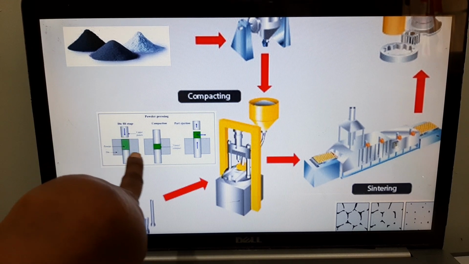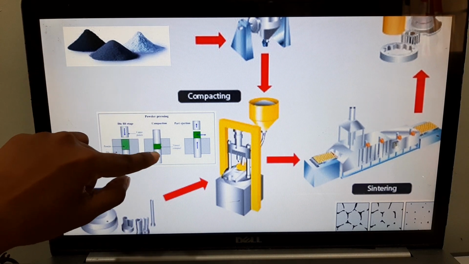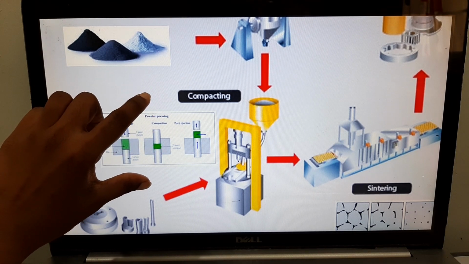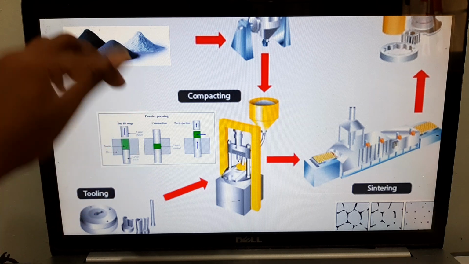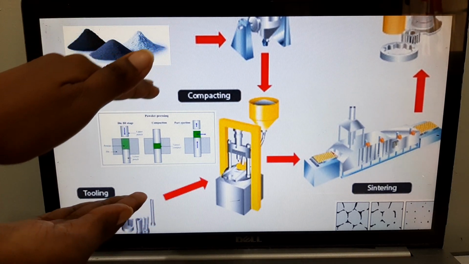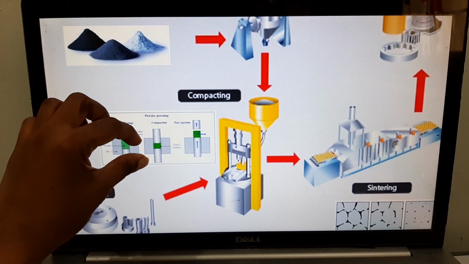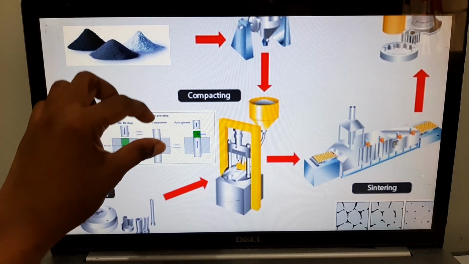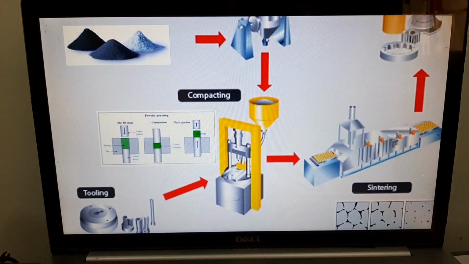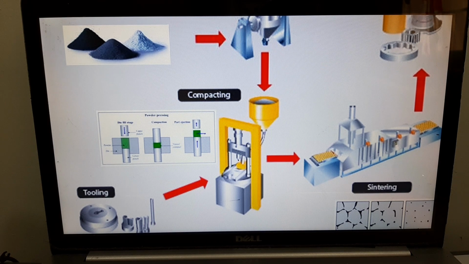So if you look at this, this is your mold, and this is your powder. You're going to put it into your compression machine. The compression machine will compress it from top and bottom, so this powder would be compacted. Once the powder is compacted, you open up the mold and your part will be released. But you must remember that this part is physically compacted, not chemically compacted.